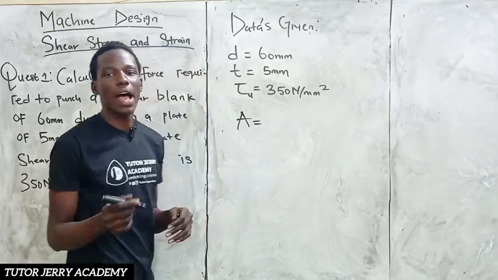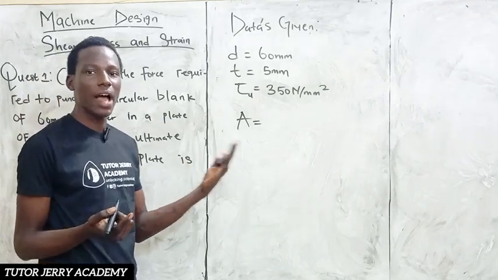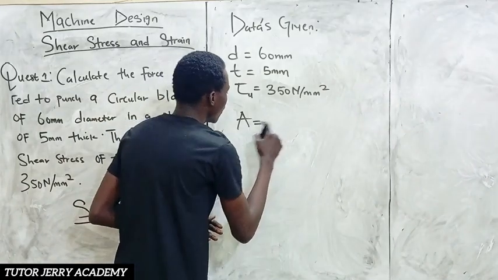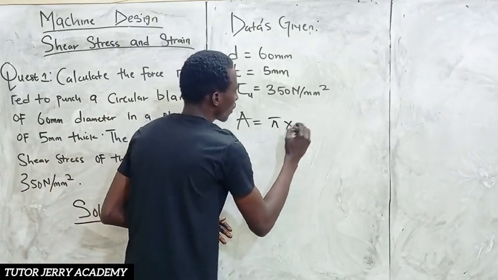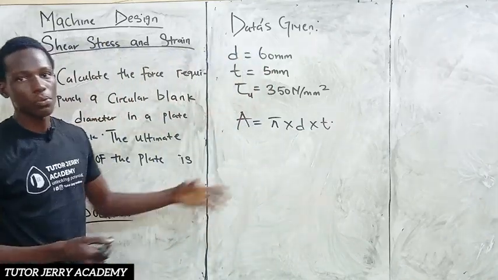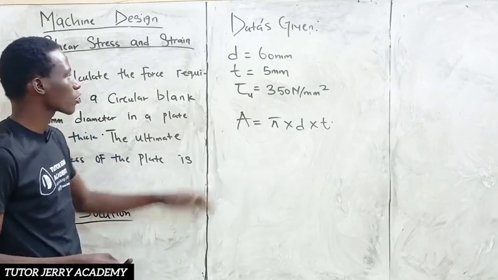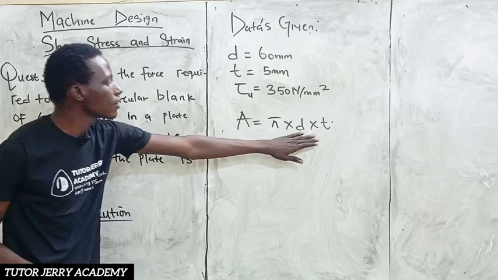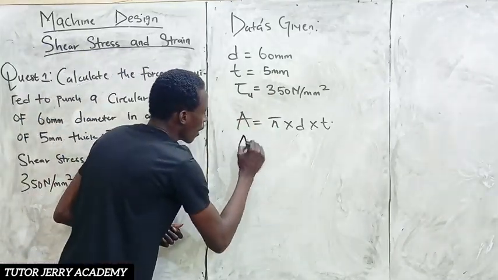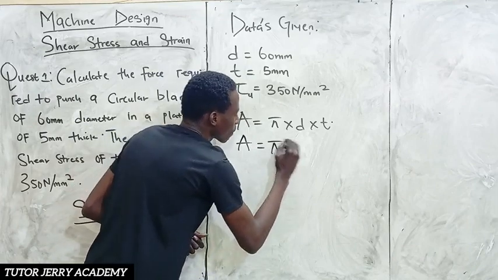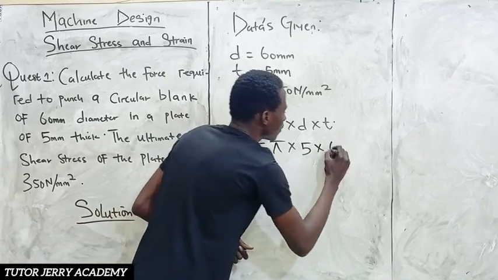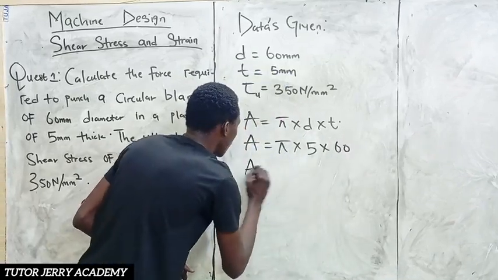It will be equal to pi D multiplied by T. That is pi multiplied by diameter multiplied by thickness. So we have area equal to pi multiplied by diameter multiplied by thickness. So this is the formula we are going to be using to calculate our area. Of course, we know that D is 60 and T, which is our thickness, is 5. So we can substitute and get our area. So we have pi multiplied by 5 multiplied by 60. Press your calculator.